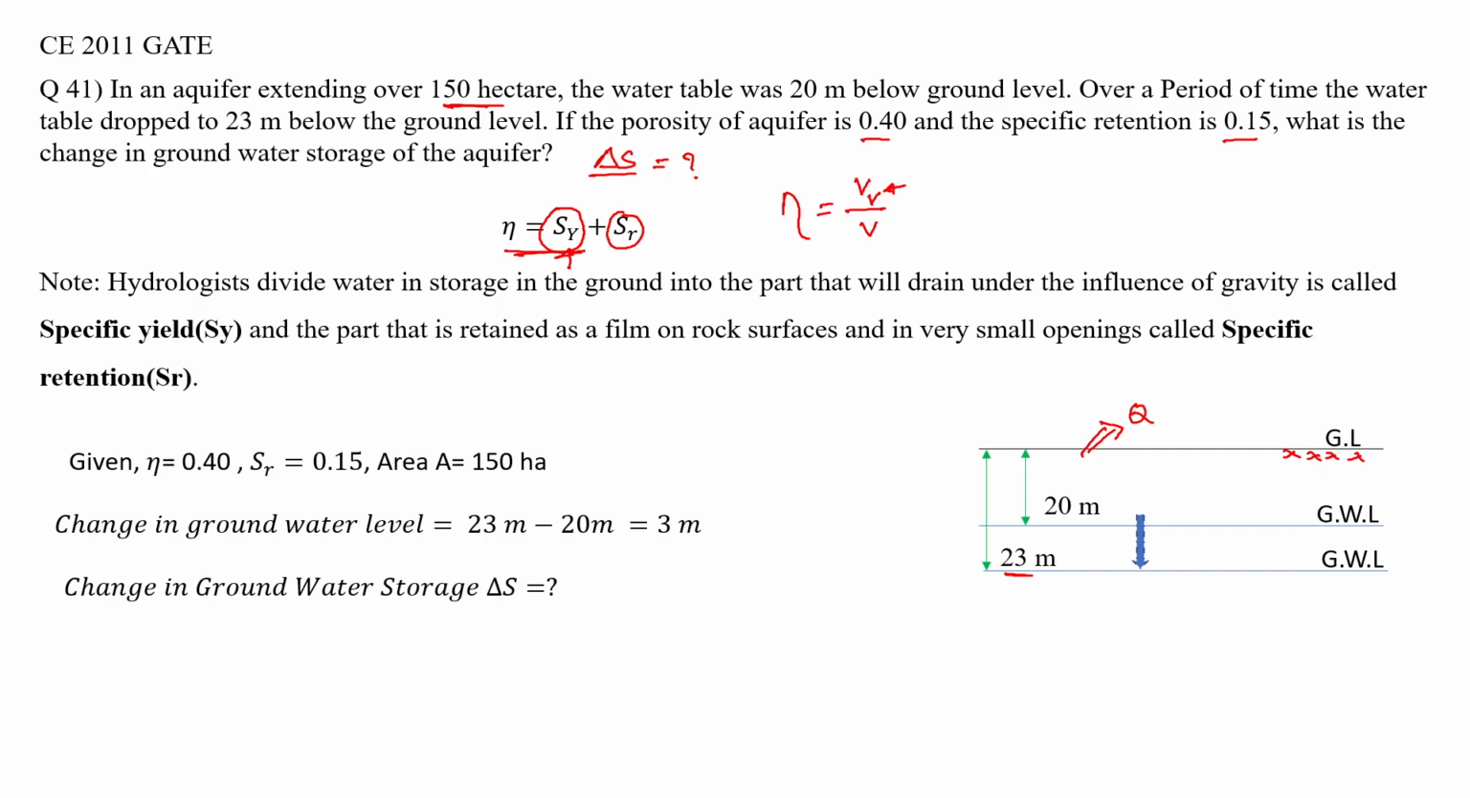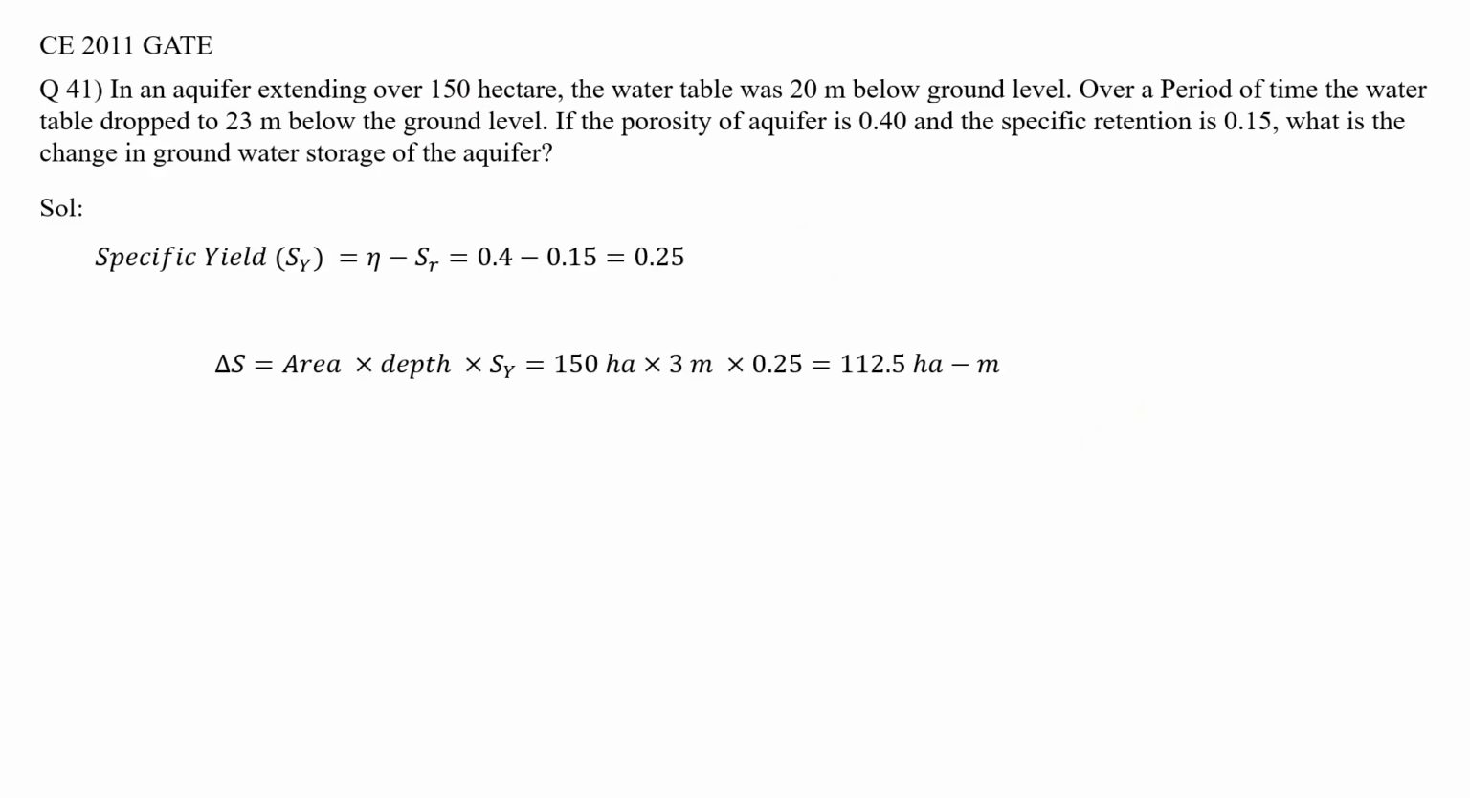So what is the given data? Porosity 0.4 and specific retention 0.15, which is the amount of water retained in the aquifer even after drainage or the influence of gravity. The area is 150 hectares. From the situation, the change in groundwater depth is 23 minus 20, which is 3 meters. Now our interest is to calculate delta S. This is very straightforward.